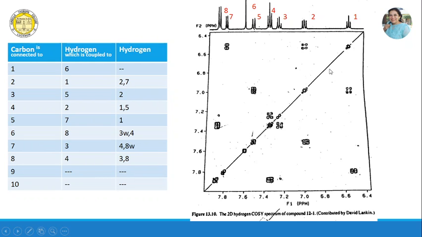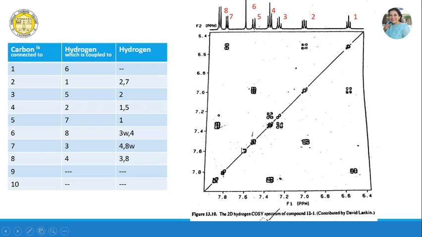Now let me look at the second peak. It is coupled to the first proton, and it is also coupled to the fifth proton. So the second hydrogen is coupled to the first proton and also to the fifth proton. Let us start from here to avoid confusion. The first carbon atom is linked to hydrogen number 6. This information we had got earlier. Now let us check hydrogen number 6, this particular peak.